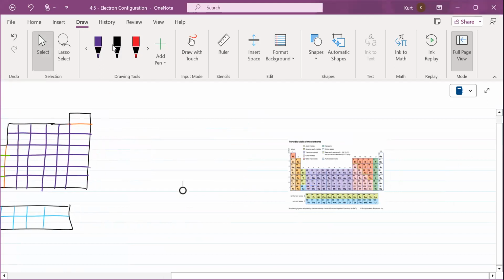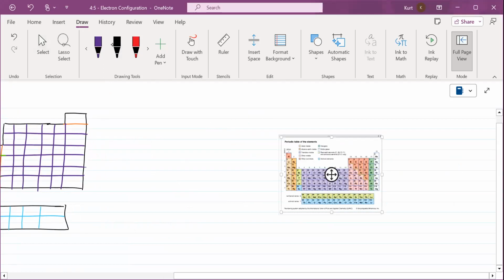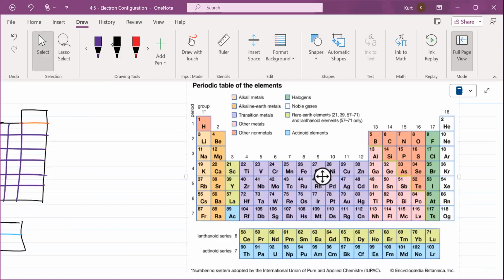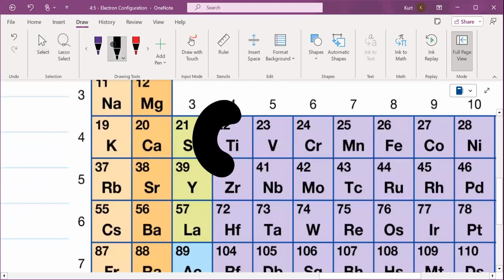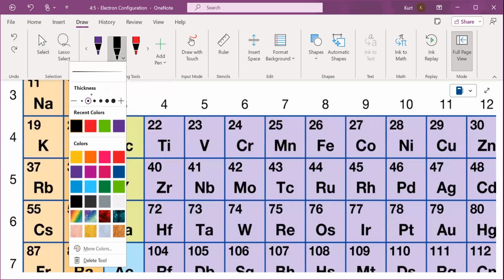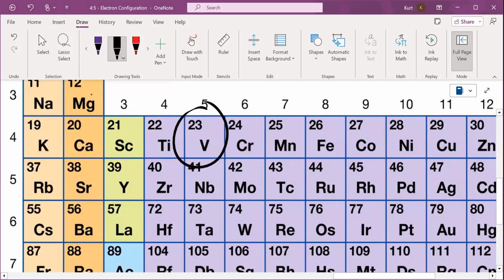I want to zoom in on this periodic table. This element is titanium. What is titanium's atomic number? Oh, that's not titanium, that's vanadium. Okay, let's do vanadium. You never heard of it before, just go with it. What is vanadium's atomic number? Very good, 23. What does that atomic number represent? The number of protons.